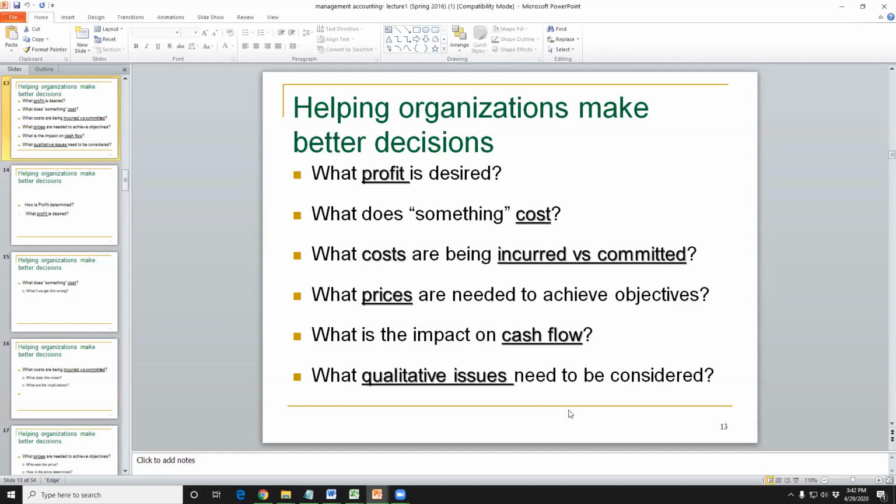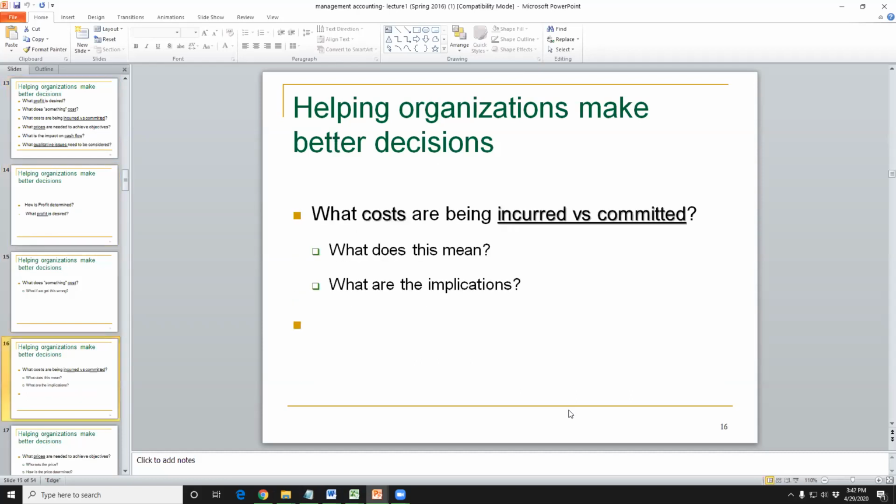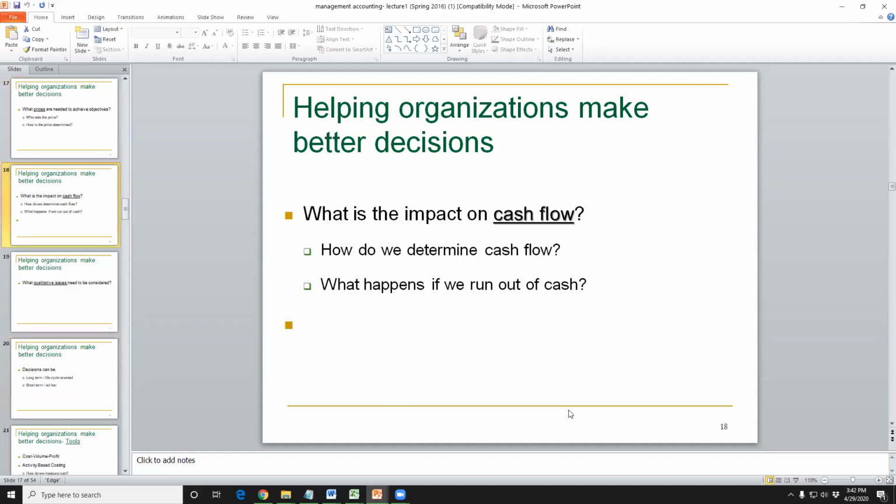And we'll also try to answer these questions. What profit is desired? What does something cost? What costs are being incurred versus committed? What prices are needed to achieve objectives? What's the impact on cash flow? And beyond the financial issues, what are some of the qualitative issues that we have to consider? Okay. So let me skip over a few of these slides.